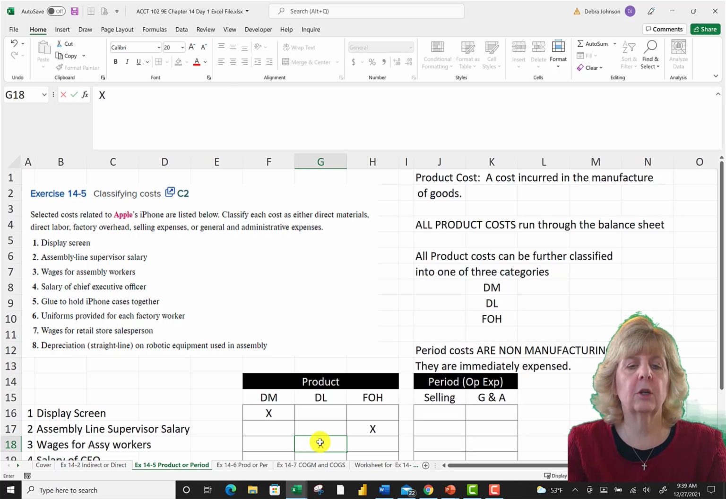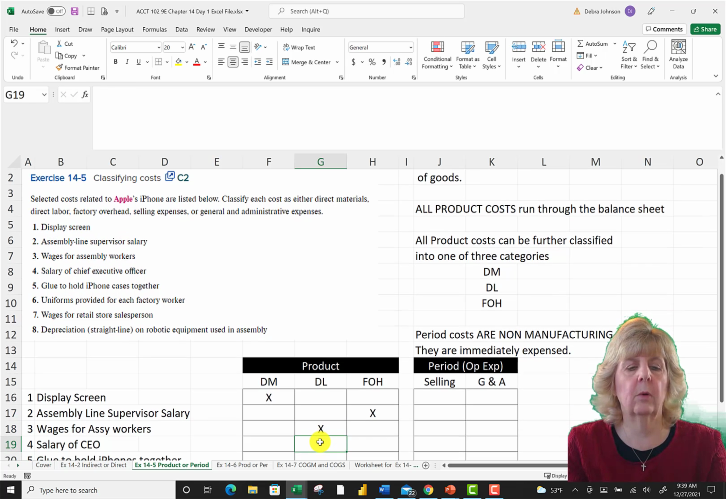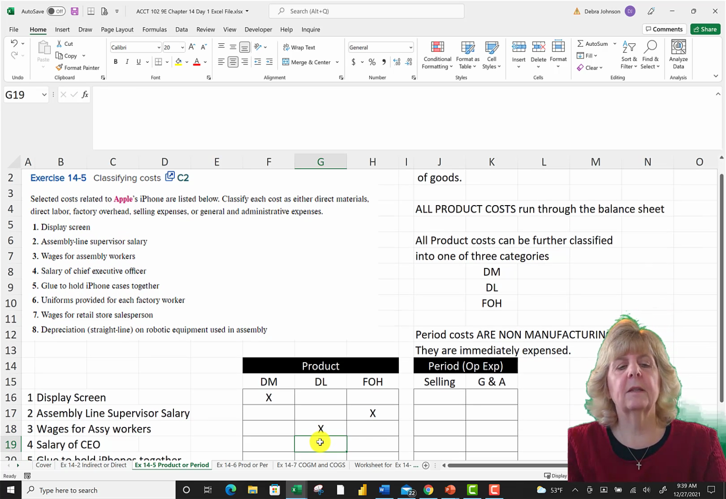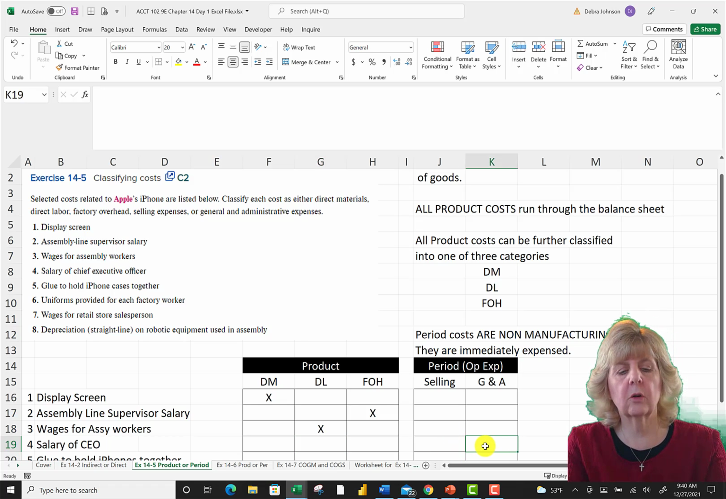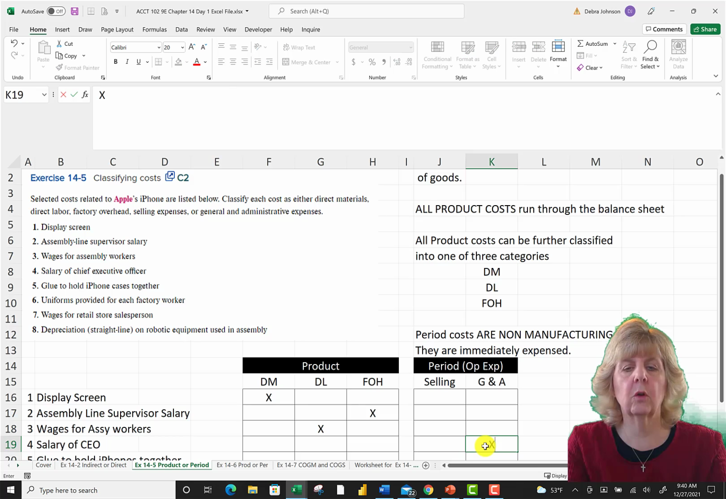That is the definition of direct labor. Okay, the salary of the CEO. The CEO of Apple is not sitting in the factory. That is not considered a product cost. That leaves us with period costs. The CEO is not directly related to the sales process. His or her salary would be considered general and administrative, or G&A.